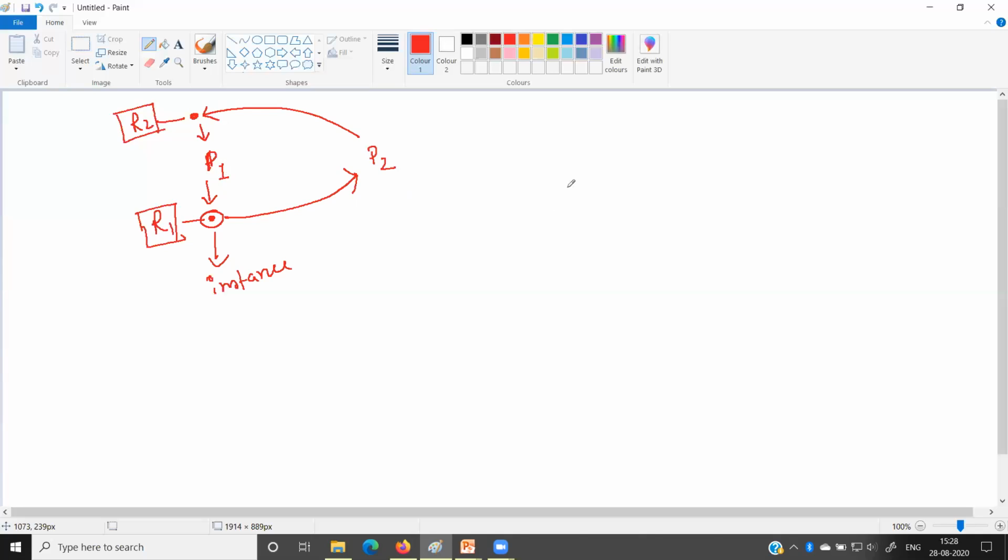So better if we draw the diagram like this one. This is my P1, this is my P2, this is my resource R2, and this is my resource R1. R1 is already assigned to P2. R2 is already assigned to P1. P1 is waiting for R1 and P2 is waiting for R2. So this is a better diagram. In this case, you can see that P2 cannot complete its execution until and unless it gets R2, and P1 cannot complete its execution until and unless it gets R1. So here both the processes are waiting for each other. So this scenario in terms of the operating system is called a deadlock. Okay.